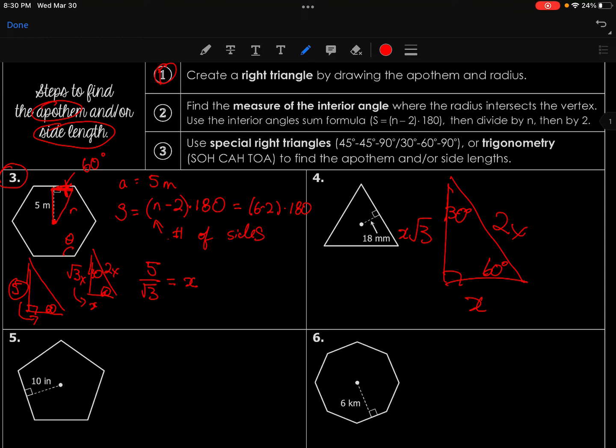So you have a 30, 60, 90 triangle, which we have here. If we know that the side is 5, how do we go from here to here? We divide by square root of 3. We want to get rid of the square root 3 to get x, so it's 5 divided by square root 3. Technically it's more like 5 square root 3 over 3.